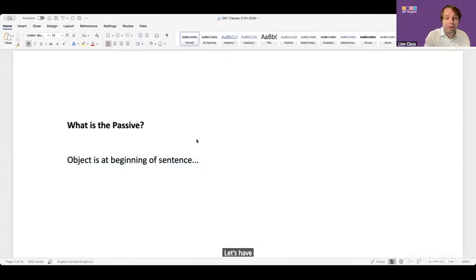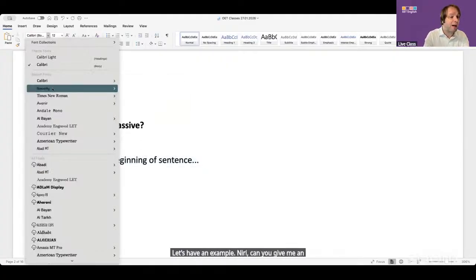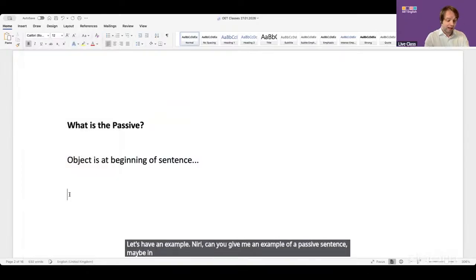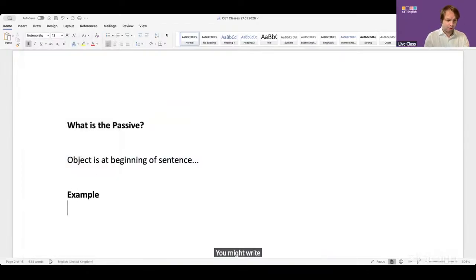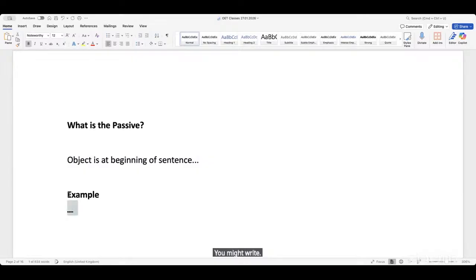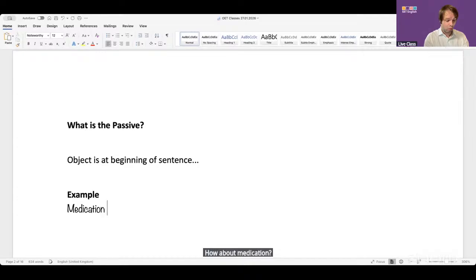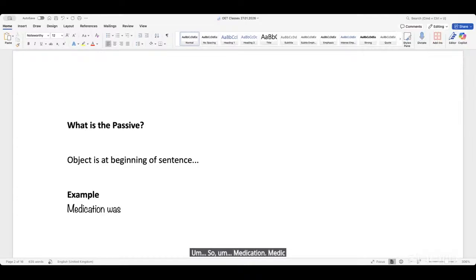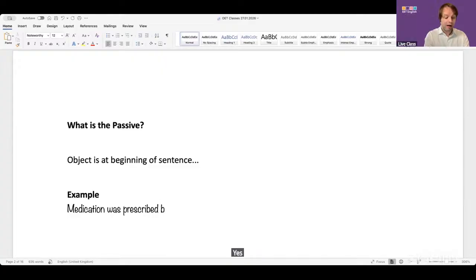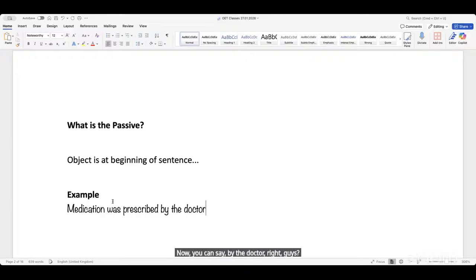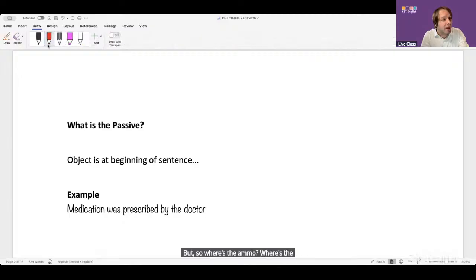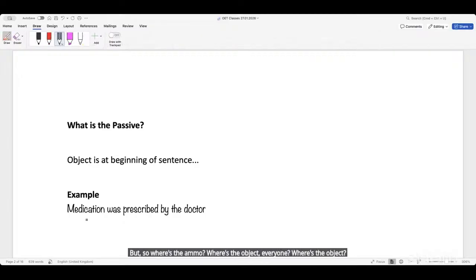Let's have an example. Neri, can you give me an example of a passive sentence, maybe in OET, that you might write? How about medication? Medication was prescribed. Yeah, now you can say by the doctor, right? By the doctor. Yes, it can be. But where's the object, Amal? Everyone, where's the object? Medication.